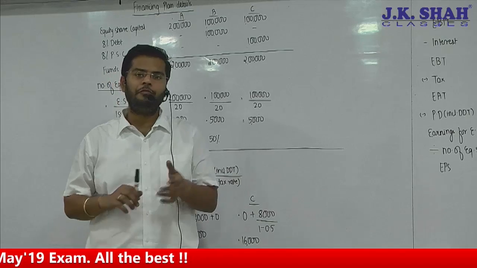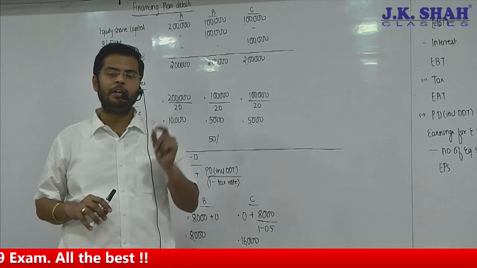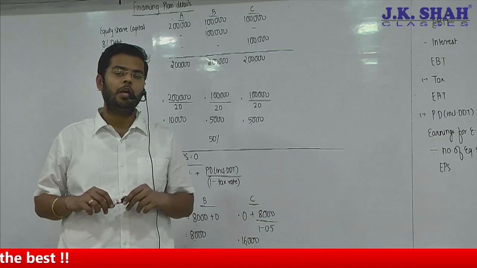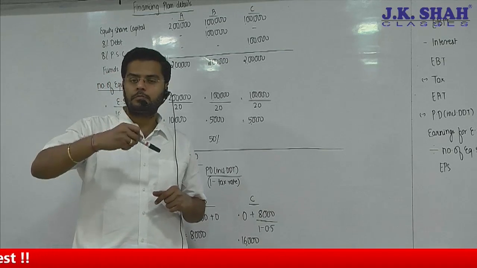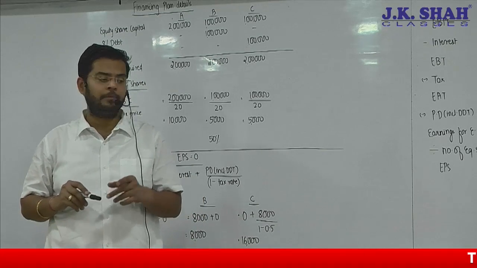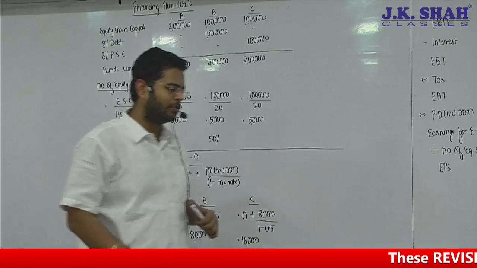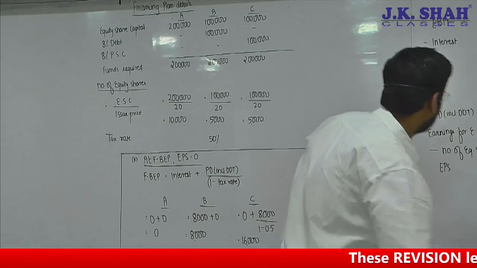But when you solve this sum and calculate the indifference level between plan B and plan C, you would realize that on solving that part of the sum, the EBIT in that equation will get cancelled. I will do that calculation so that you get a clear idea of what I'm telling you.